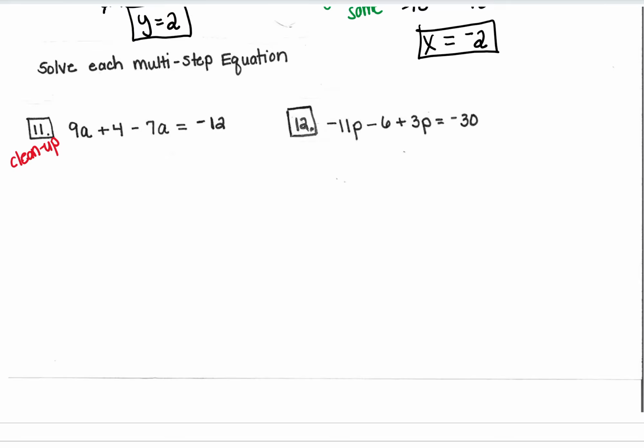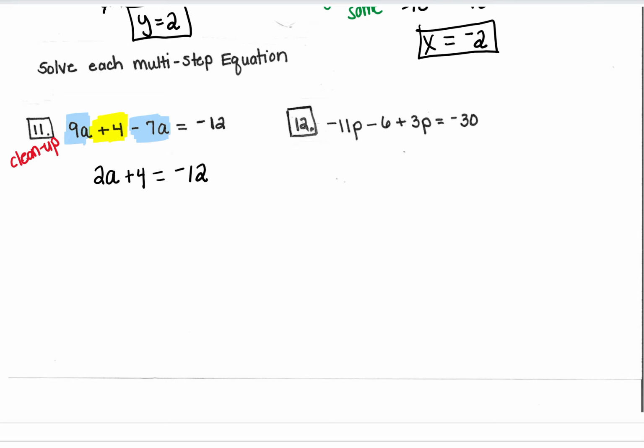So I'm looking at my like terms, and I see that that is a 9a and a negative 7a. They are like each other. This 4, he doesn't have any like terms, so I'm going to end up bringing him down. But 9a's minus 7a's is 2a's, and that's a plus 4. I'm just going to bring that down. is equal to negative 12.